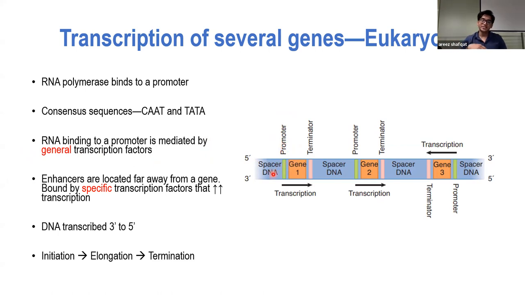There's another type of region called an enhancer. Enhancers are found, can you go slower?